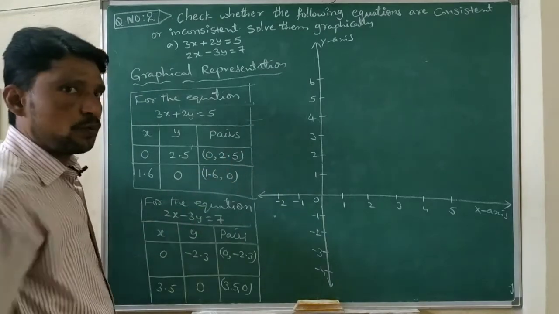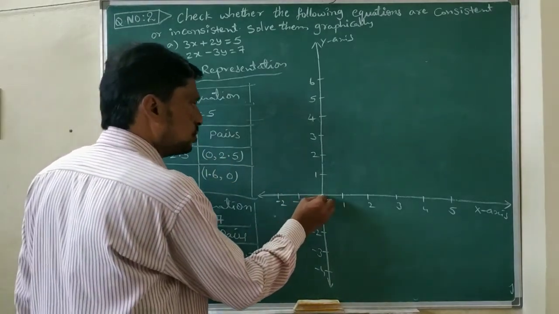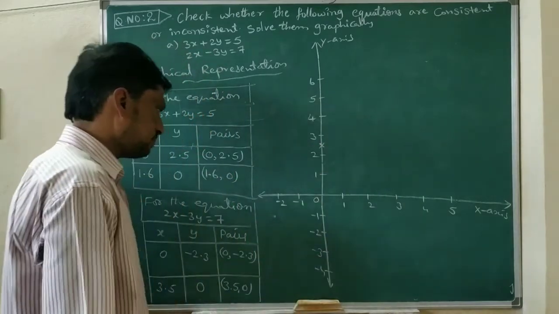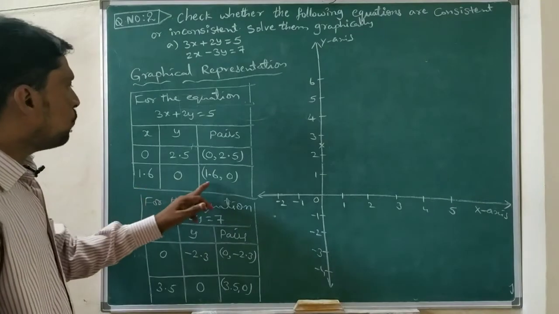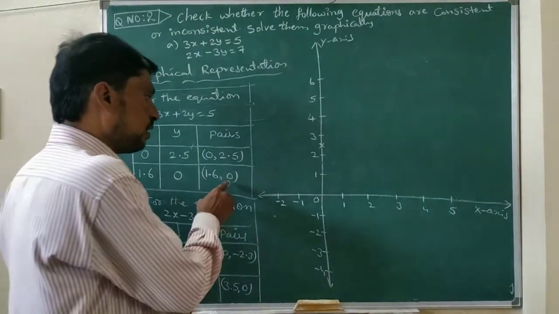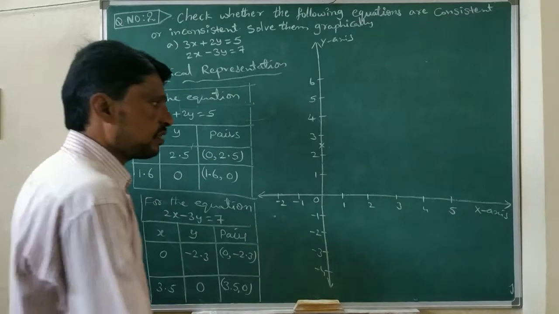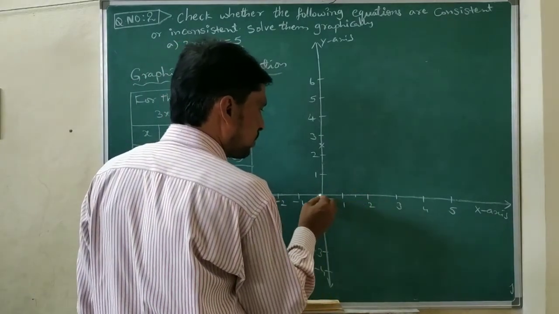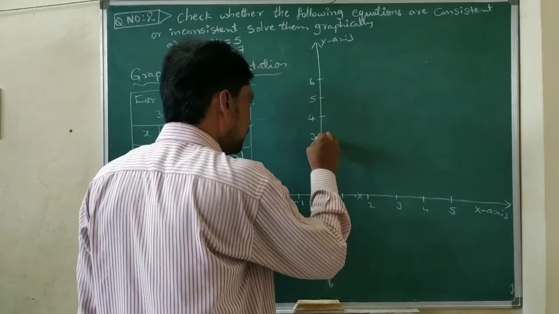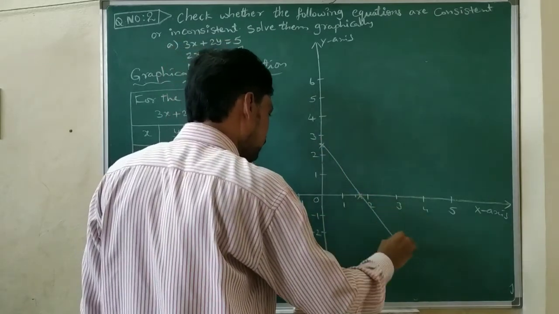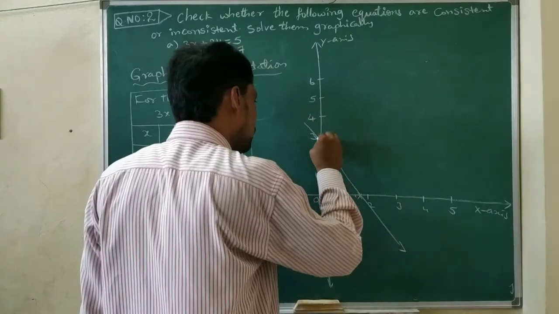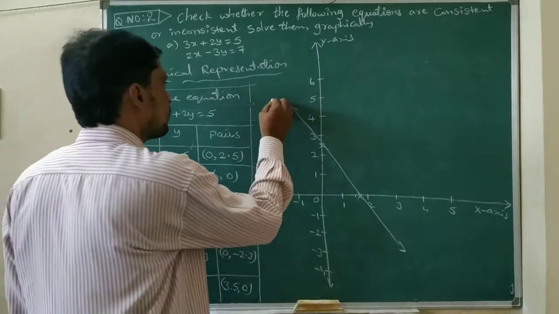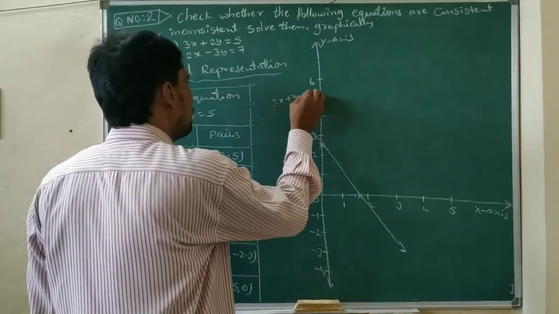So 0, 2.5. Where it is 0, 2.5, we are getting in between 2 and 3. And next one it is 1.6, 0. So y value is 0, x value is 1.6. So this is approximately 1.5, means we are getting here 1.6. So 0 also we can get here. Means this line becomes like this we are getting. This is the 3x plus 2y equal 5 line.